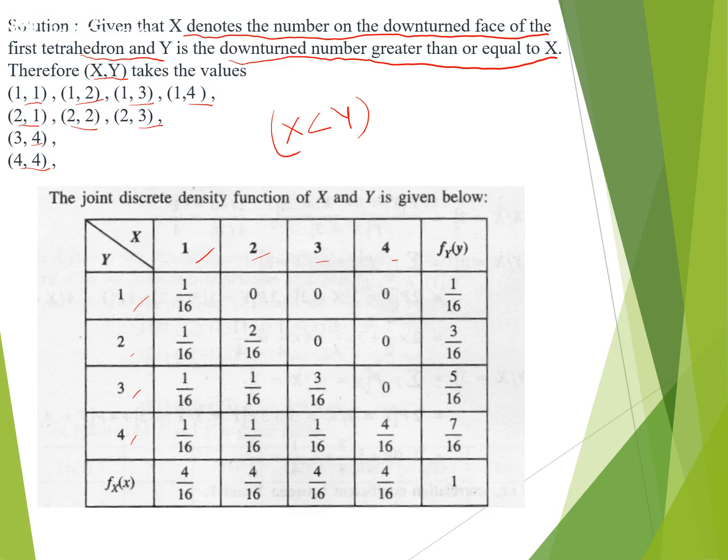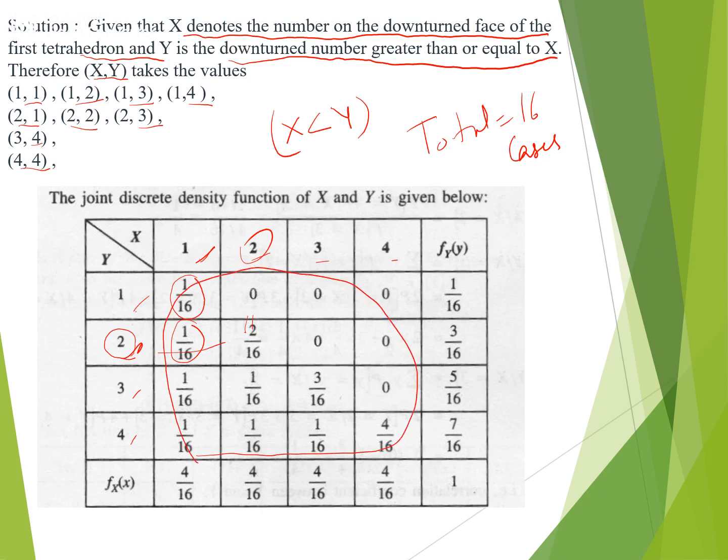So when x is equal to 1 and y equal to 1, the joint probability is 1 by 16, because in total we have 16 cases. The joint probability when x equal to 1, y equal to 2 is again 1 by 16. When x equal to 2 and y equal to 2, we have 2 by 16. And similarly, we form the joint distribution table.